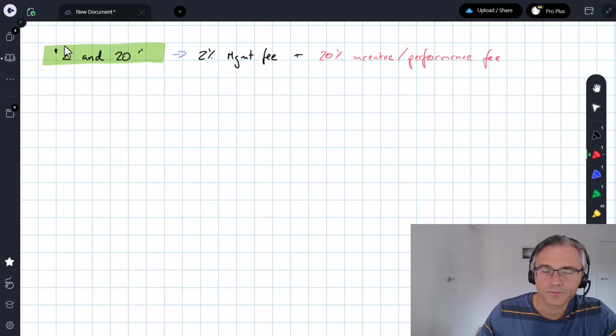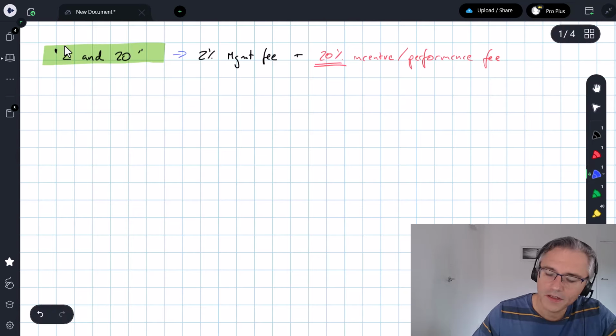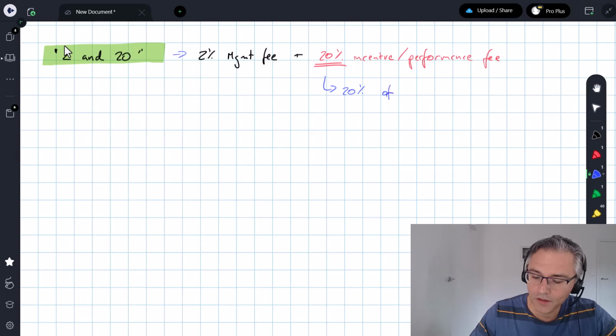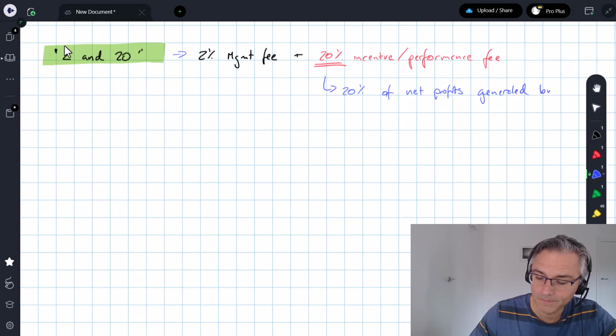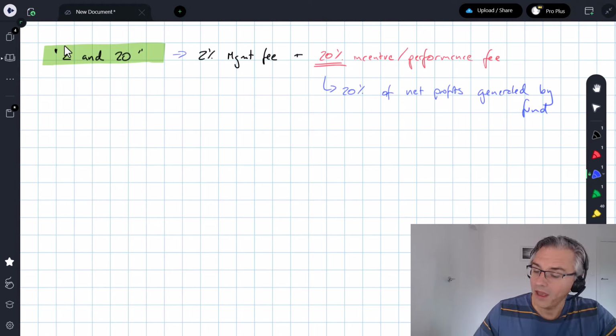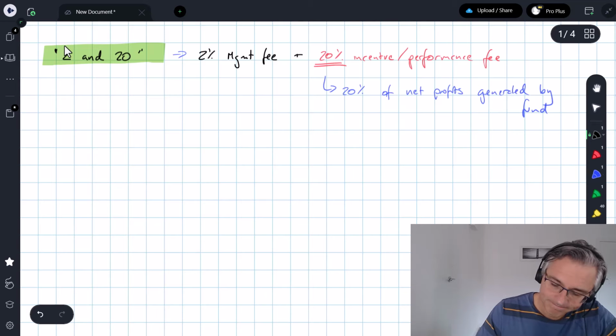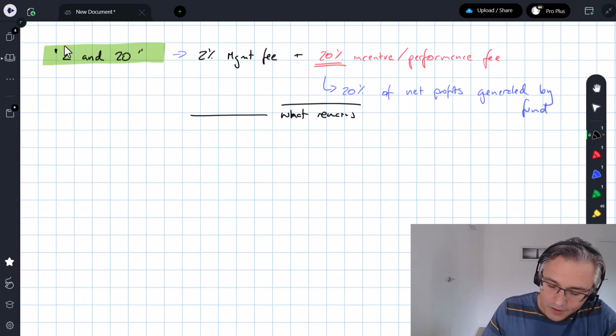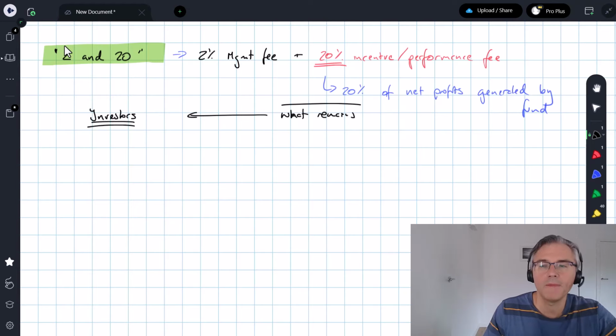Now, that 20% incentive fee means that the manager will get, or should receive, 20% of the net profits, so profits after various costs, generated by the fund, by the structure. Okay. What remains after those fees are accounted for goes to the investors, the suppliers of capital.